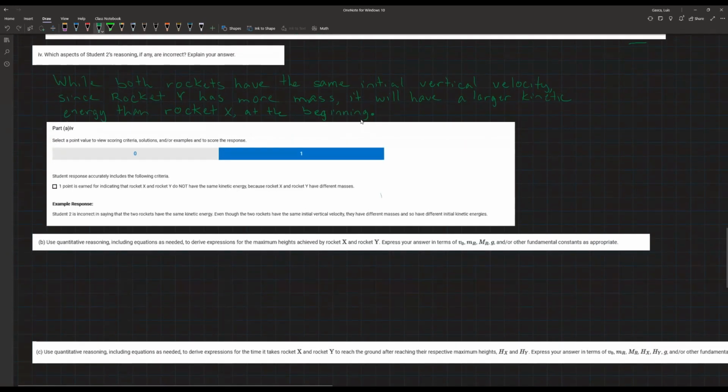All right, so I'll let you guys think about this one here for a second. And your answer should be in terms of V original, the mass of rocket X, which is little mr, the mass of rocket Y, which is big mr, and then G and any other fundamental constants as appropriate. And we'll talk about fundamental constants here again in a bit.